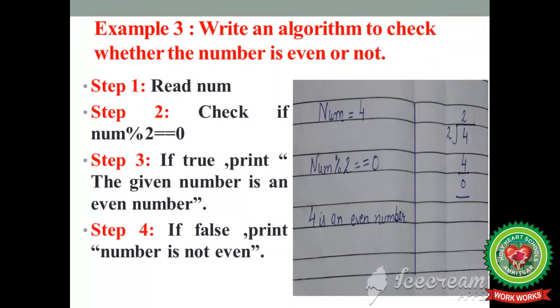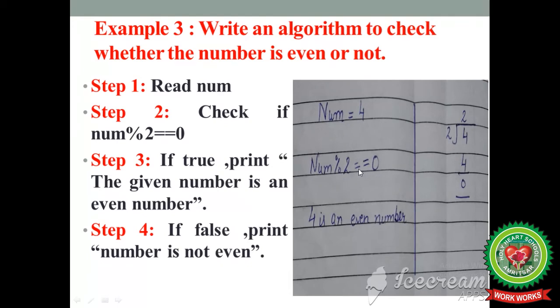Students, as you know, if the number is divisible by 2 and the remainder is 0, then the number is an even number, else the number is an odd number. So, look here, I have taken number equal to 4. Num is equal to 4. Now, num modulus 2 equal to 0.